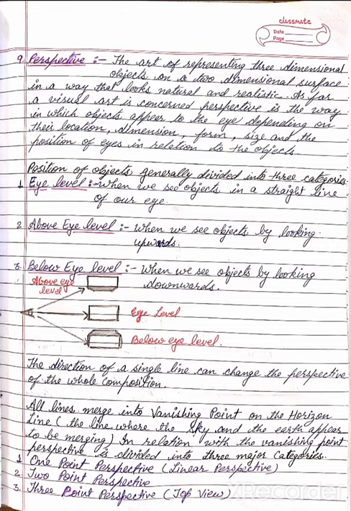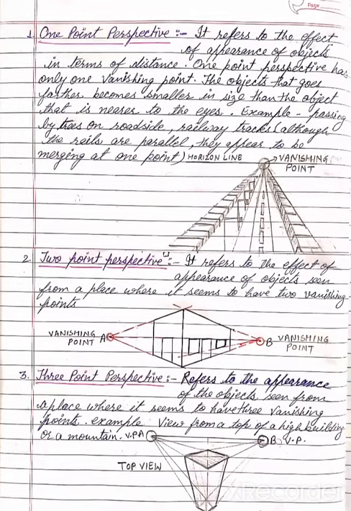All lines merge into a vanishing point on the horizon line, a line where the sky and the earth appear to be merging, but exactly it is not like that. In relation with the vanishing point, perspective is divided into three major categories: 1-point perspective, or linear perspective, 2-point perspective, and 3-point perspective from top view. Now we can understand the meaning of 1-point, 2-point, and 3-point perspective.